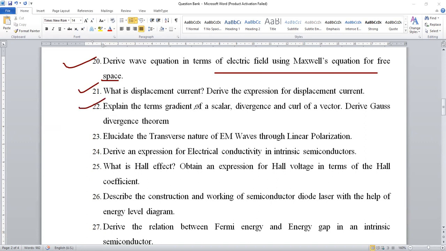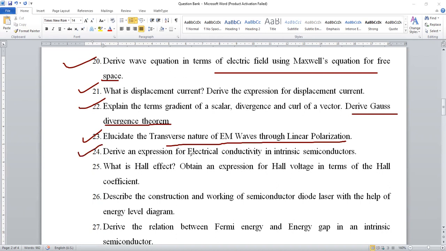With the help of gradient of scalar, divergence, curl of a vector, derive the Gauss divergence theorem. You might have heard about the del, one of the operators. So you should have a brief explanation about what partial derivatives are. What do you mean by del? All those things. Then elucidate the transverse nature of EM wave of linear polarization. You have to explain with the help of waveforms.